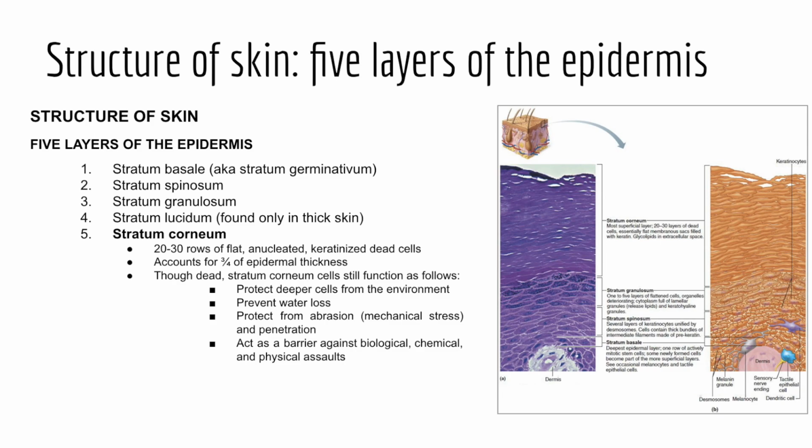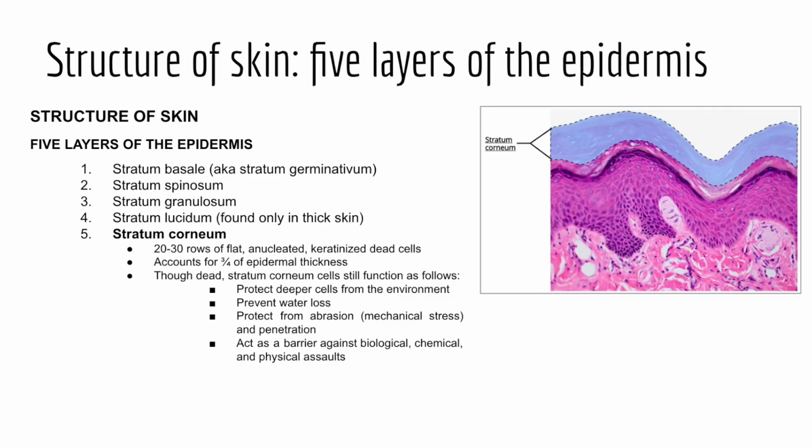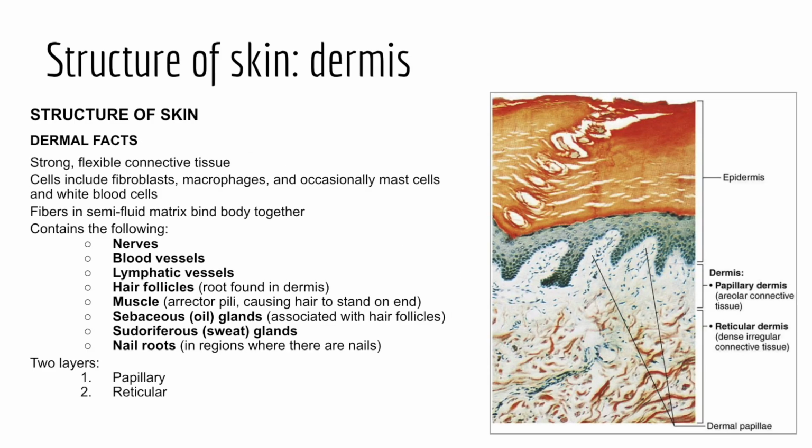Together with keratin, this layer serves as a barrier against different biological and chemical assaults while also protecting against physical assaults, such as abrasion, given the cells of the stratum corneum can be scraped off or otherwise shed. Here in this PAL slide, we see the stratum corneum located superficially and highlighted in blue. We step away from the epidermis to explore the deeper layer of skin called the dermis.